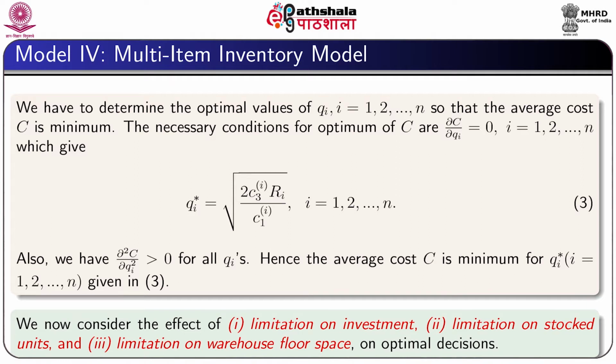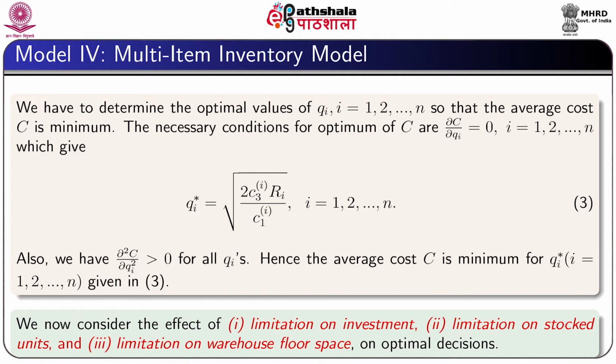We have to determine the optimal values of Qi, that is the order quantities for i equal to 1 up to n, so that the average cost C is minimum. The necessary conditions for optimum of C are del C by del Qi equal to 0 for i equal to 1 to n, which give Qi equal to root over 2 C3i Ri by C1i, where i varies from 1 to n. It can also be shown that del 2 C by del Qi 2 is greater than 0 for all Qi. This means that the average cost C is minimum for Qi star given in equation 3.